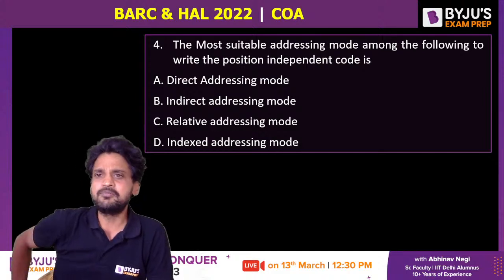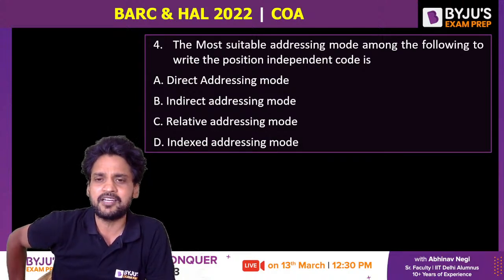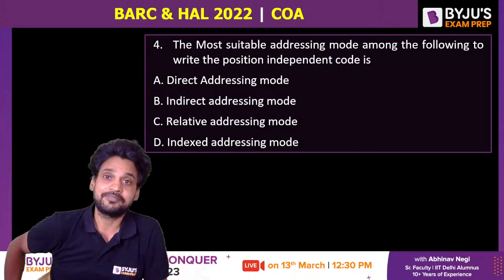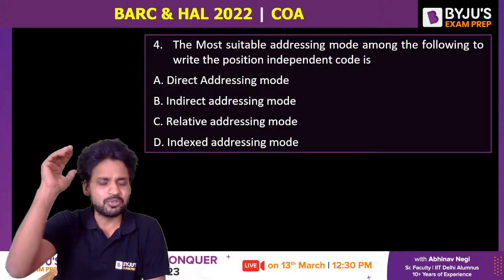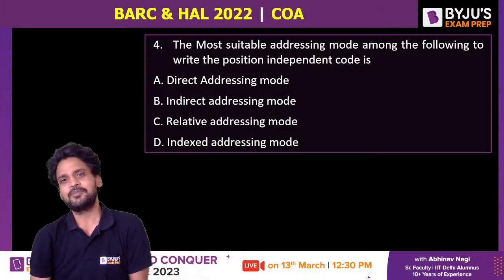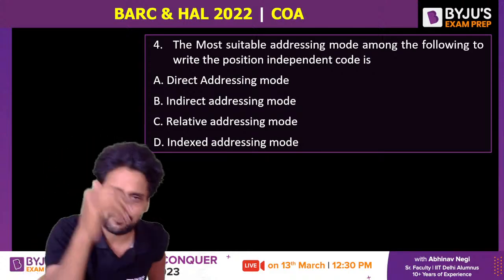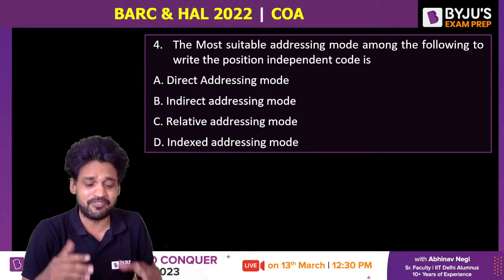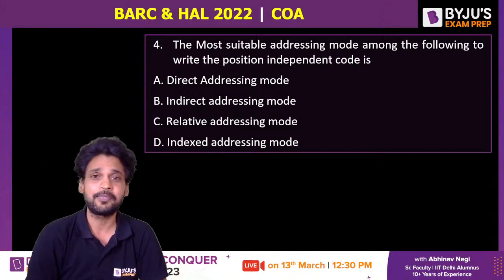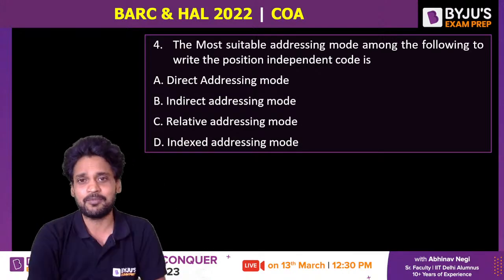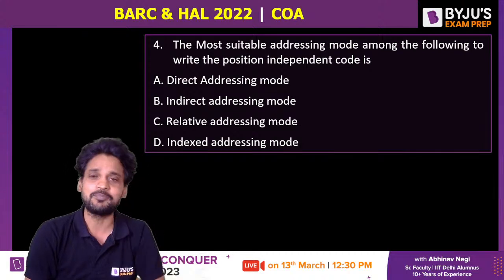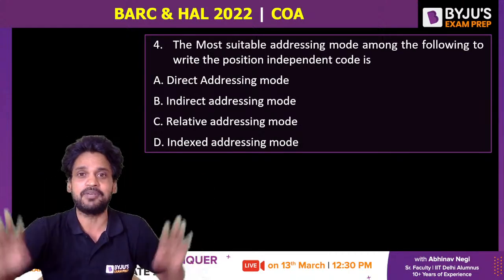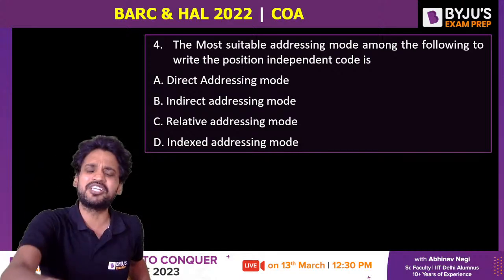The most suitable addressing mode among the following to write position independent code. Stay focused. I think you might have gone through many of the addressing modes, right? Why do we require addressing modes? This is one fundamental question which irritates you when we go through all these addressing modes. Being a programmer, we are very happy with the direct addressing mode. If it is immediate addressing mode, we'll be more happy. But why do all these addressing modes irritate us?